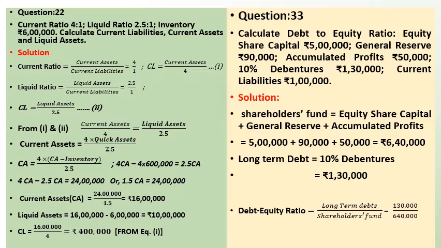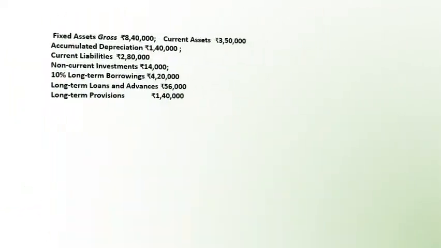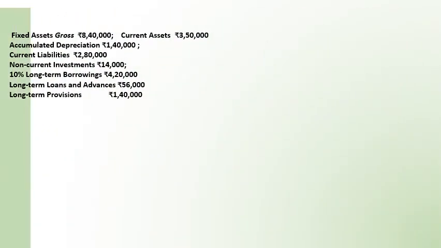Debt equity ratio, therefore long term debt divided by shareholders fund, that is 1,30,000 by 6,40,000, we will get debt equity ratio approximately 0.20 is to 1. That is pure ratio, that's why on the right part we have to put 1. So that is your debt equity ratio. Okay, move to the next question.